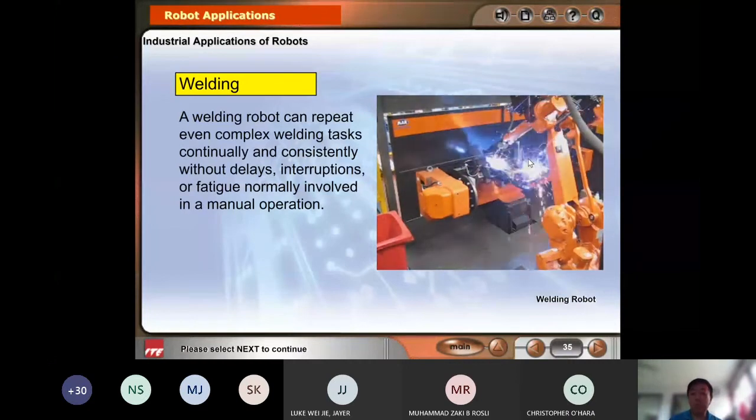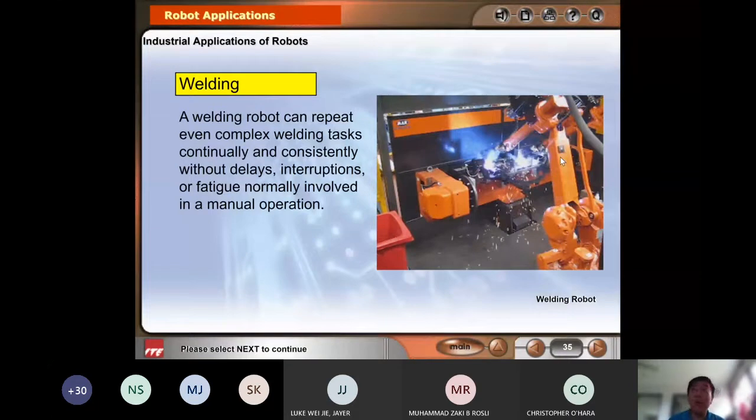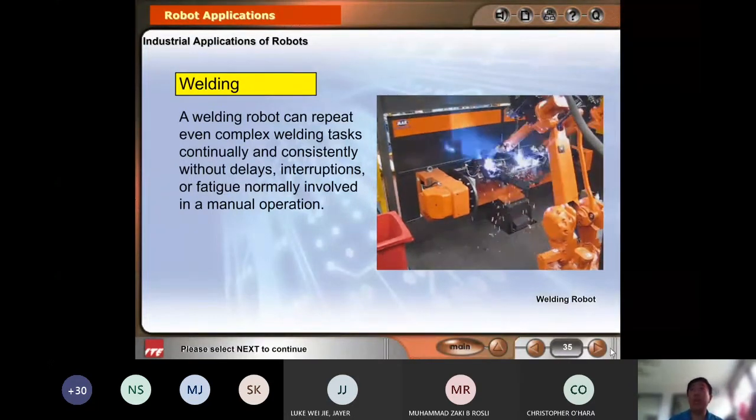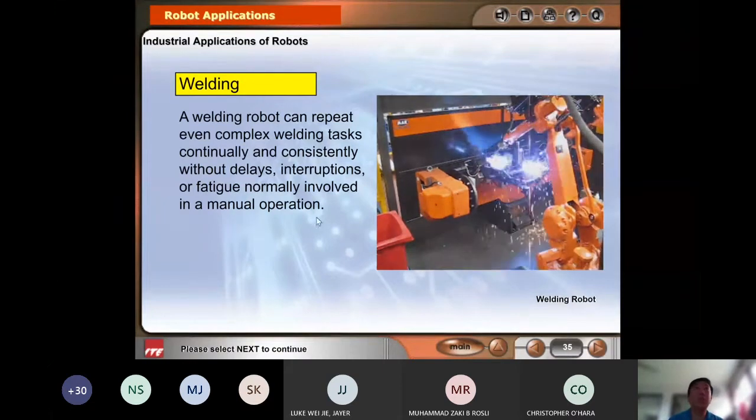And a robot doesn't care. It just welds and welds non-stop. So they actually like to use a robot more nowadays rather than a human. That's why they say no delay, no interruption, no fatigue.